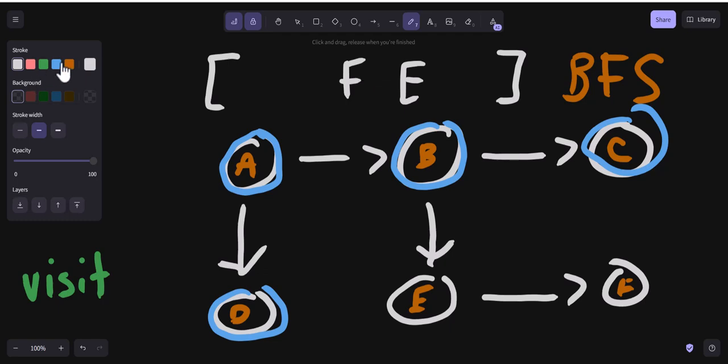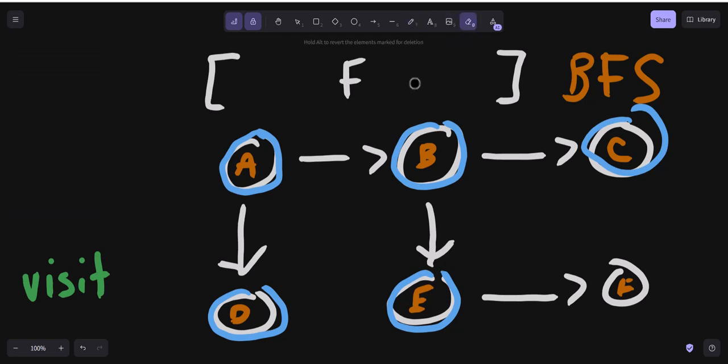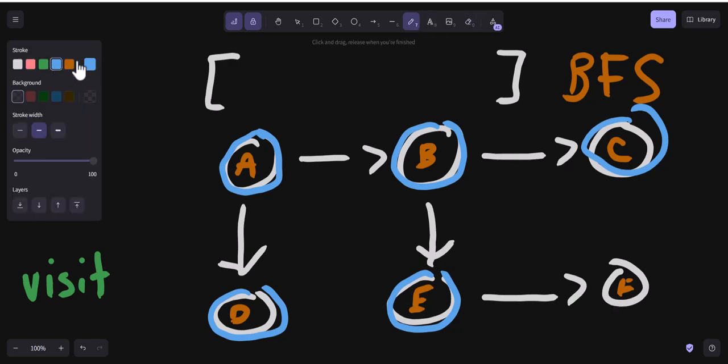All right, and we're going to visit E. Cool, E has been visited. All right, we're going to DQ it. Okay, have a nice day. Go to F. F has no neighbors. Okay, we will visit F, and then we'll DQ it. So there we go. This way, we visited every single node in our graph that we were able to visit.